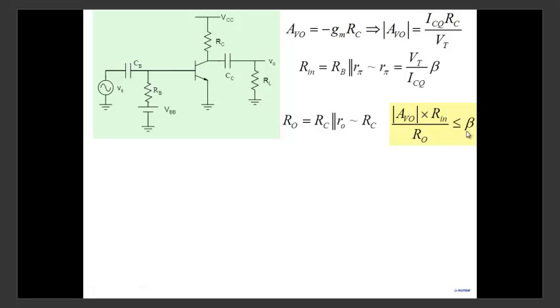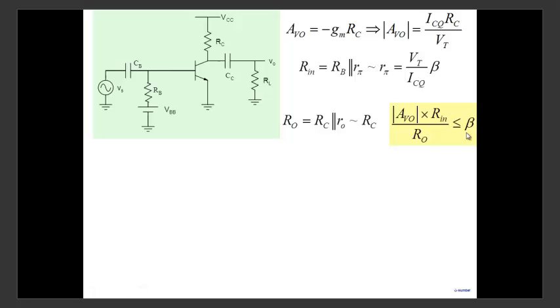So if you give me two transistors, one with a higher beta as compared to the other, I can give you an amplifier with better performance, either in terms of gain or input resistance or output resistance. Eventually, note that you can play around with AV0, Rn and R0, but the product divided by this will always be less than beta. So that's the importance of beta that is coming out.